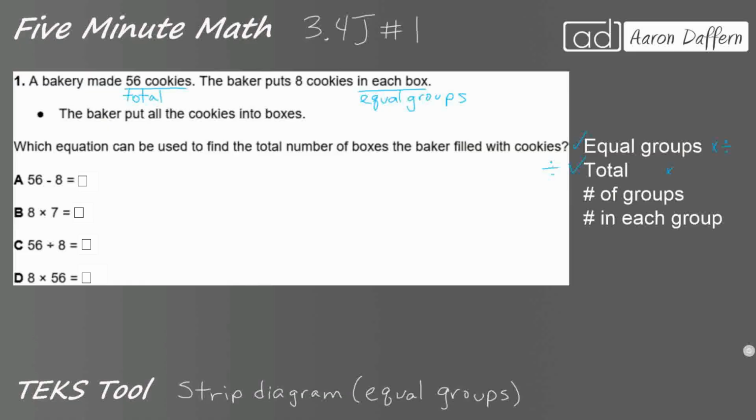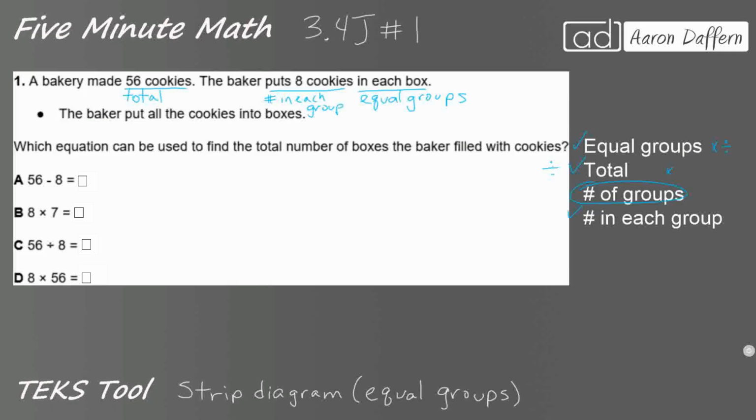Now, we have two of our four items that we need, equal groups, and the total. We either need the number of groups or the number in each group. Well, go back to the second sentence. They already told us the number in each group. Inside each of these boxes, which are going to be a group, we have 8 cookies. So 8 cookies. So this is our number in each group. All right, so we have everything we need. Because if we have the number in each group, that means what we're missing is the number of groups.